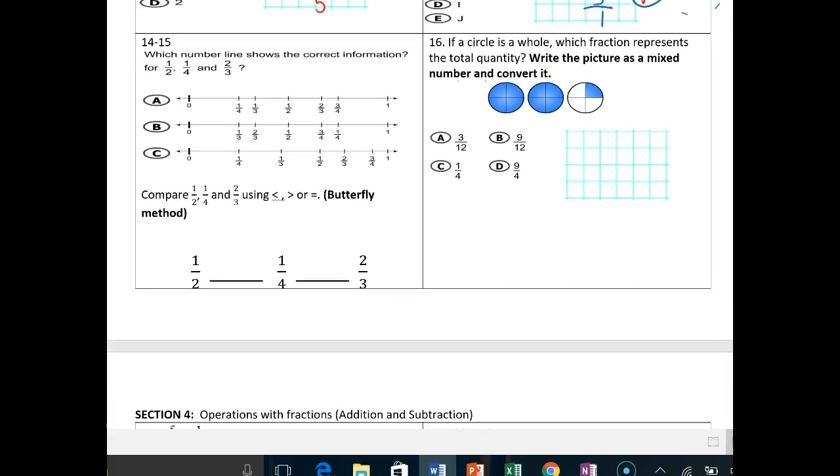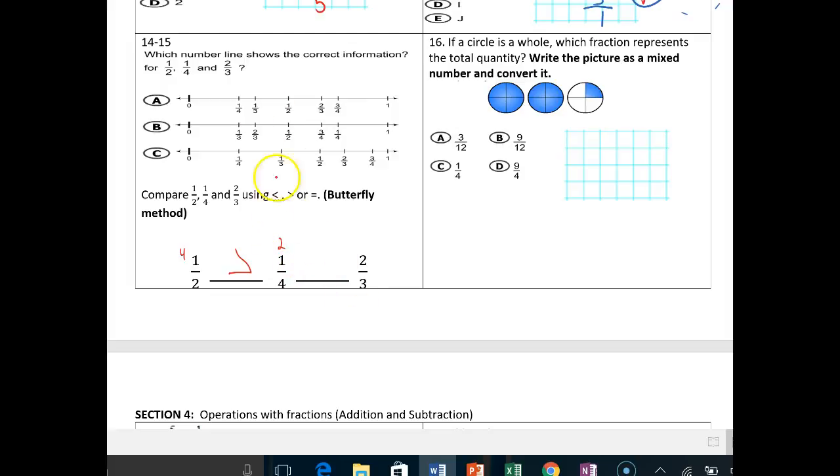14 through 15. Which number line shows the correct information for 1/2, 1/4, and 2/3? Well, the first thing I could do is actually skip this and go down to question 15 and compare using the butterfly method to see, all right, how this should work out. So 4 times 1, that's 4, this is 2, so we point to the smaller one. So 1/2 should be further down the number line than 1/4.